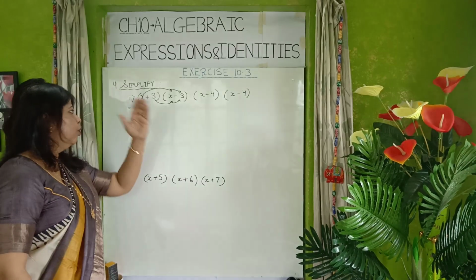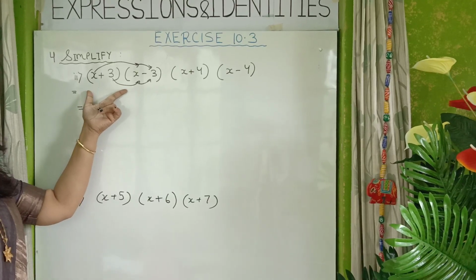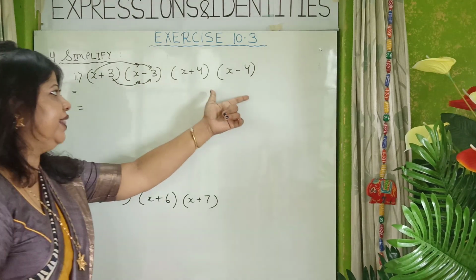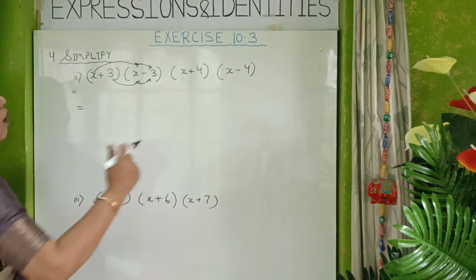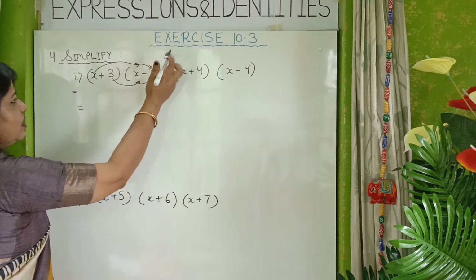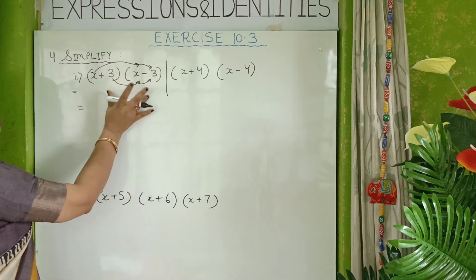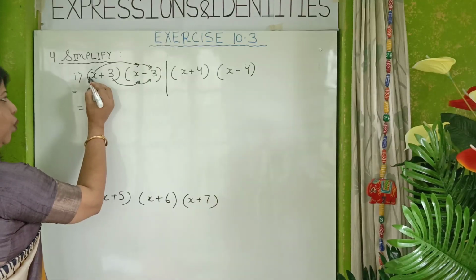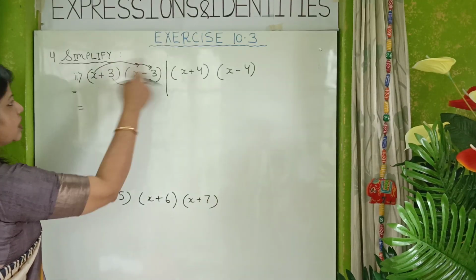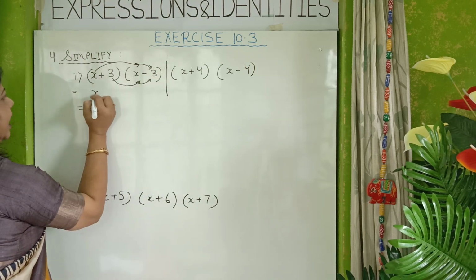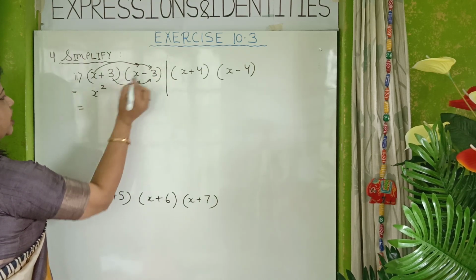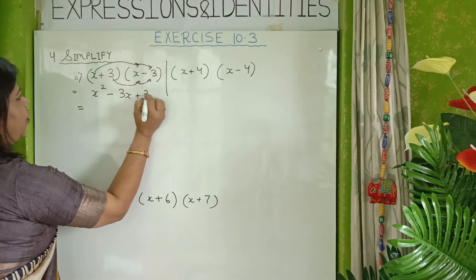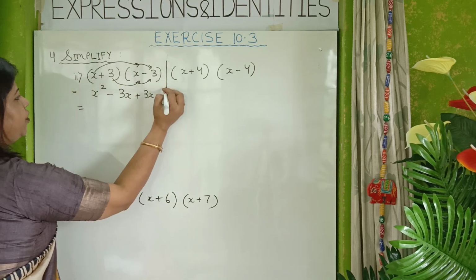Now, question number 4. Simplify. The question is (x plus 3) into (x minus 3), again (x plus 4) and then (x minus 4). So, how are you going to solve this sum? Divide the sum into two parts. First you solve these two expressions and then these two. So, we begin. x with x both and then again with plus 3 both. So, x into x, x square, plus minus minus 3x, then with plus 3 into x, plus 3x, plus minus minus 3 3s are 9.